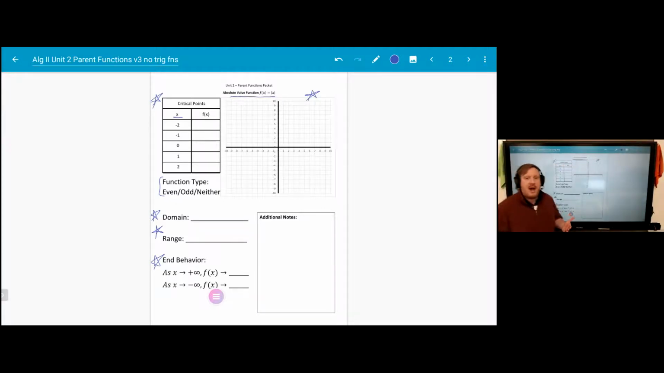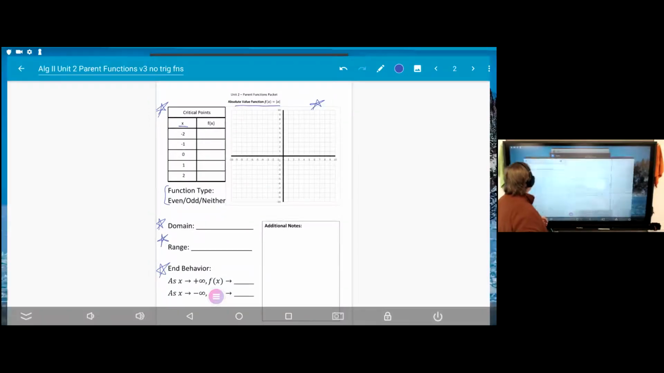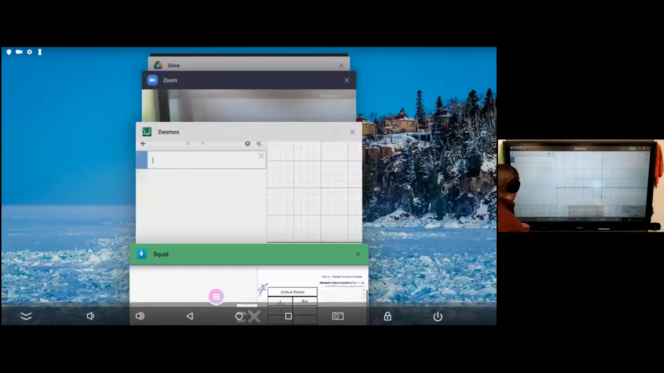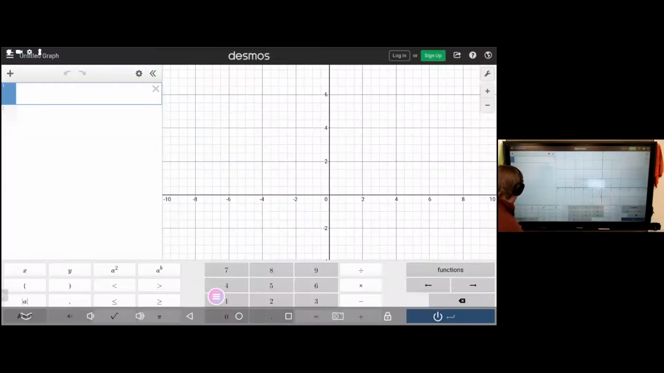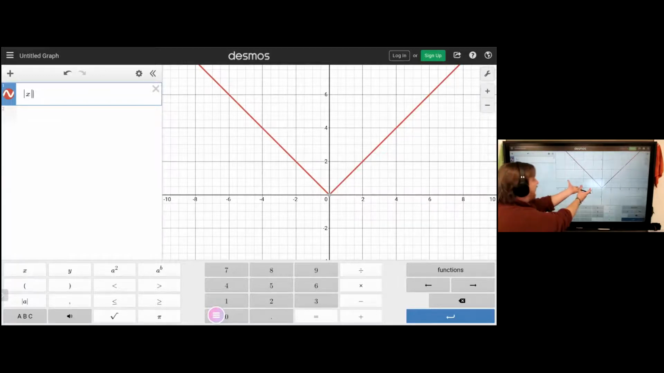Let me show you how to get these critical points efficiently. I'm going to go to Desmos. In here, if I just type in the absolute value, for me it's down here, I'm not sure exactly where it's going to be for you. This is the absolute value of X, and this is the graph for it. It looks fantastic.